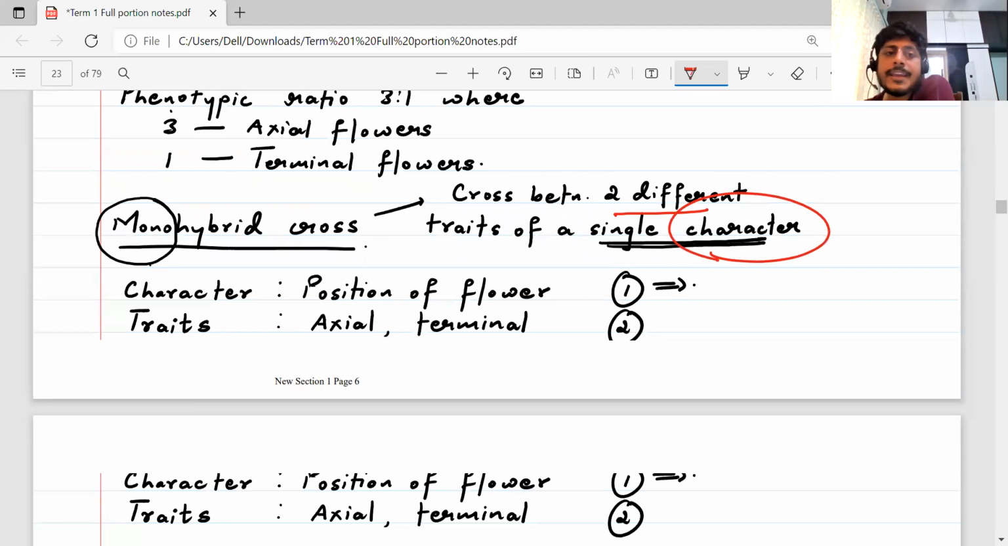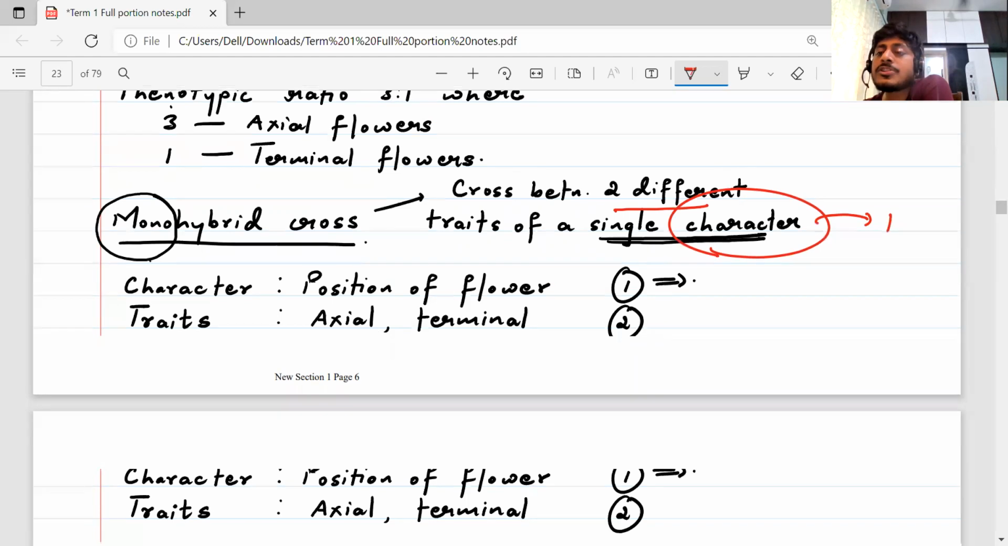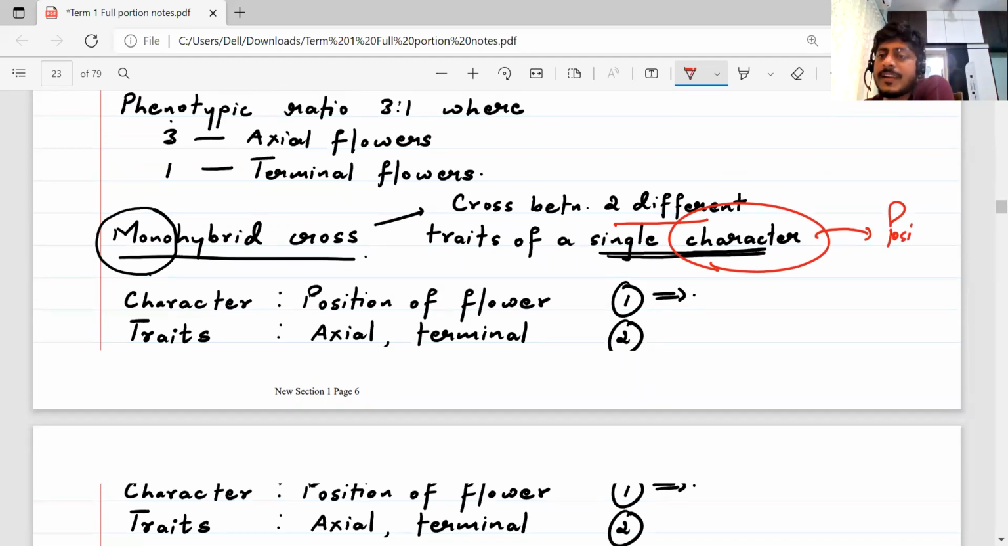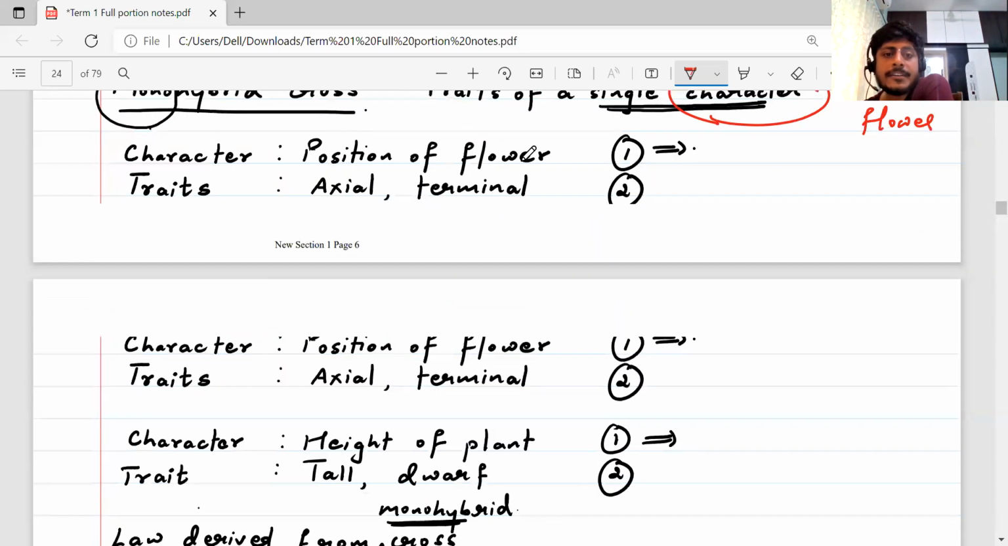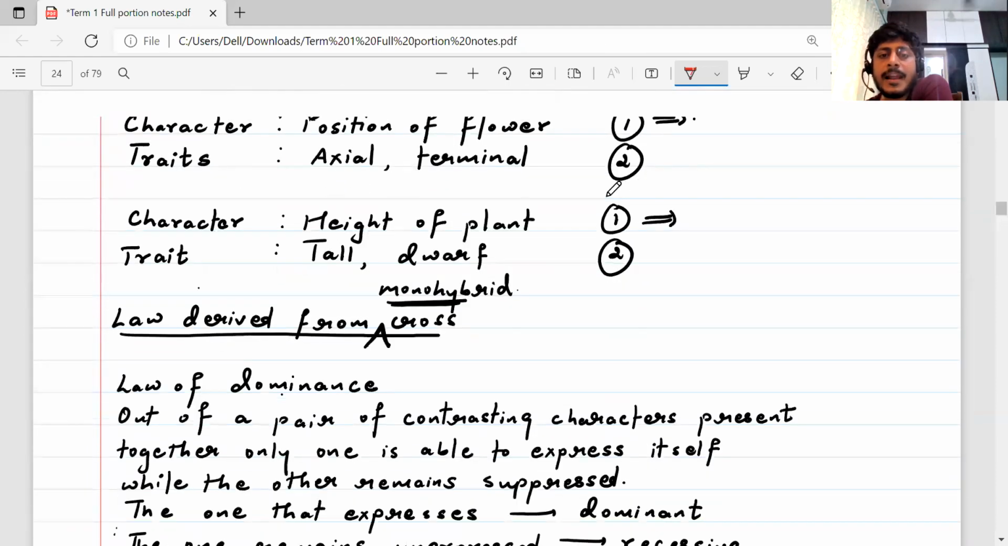यहाँ पे जो character consider किया आपने वो axial and terminal flowers वाला character था. मतलब it was position of flower. What is the flower position? So position of flower was the character. और उसका दो alternative traits थे, two different traits. So it could either be axial, here you go, there is axial and then there is terminal. These are the traits for that character that you had chosen. Okay, so I had given you character position of flower है, कितना character है एक, उसका कितना trait है दो, axial और terminal. फिर देखा था character height of the plant, एक ही character उसका दो traits, tall and dwarf.